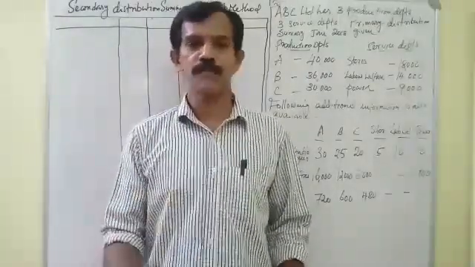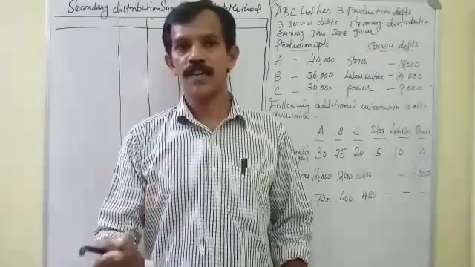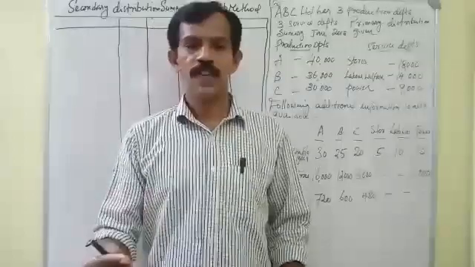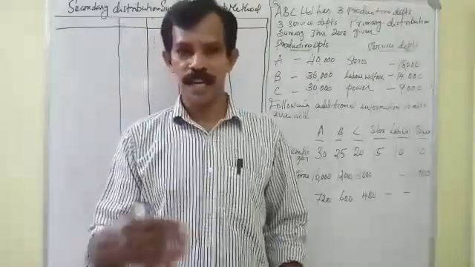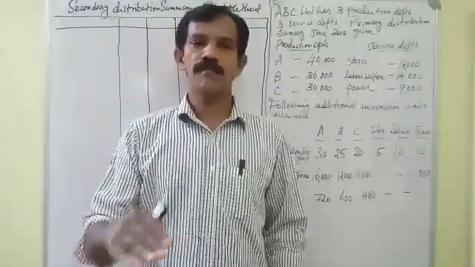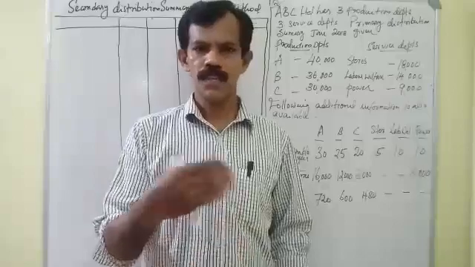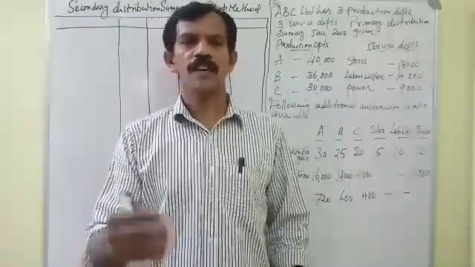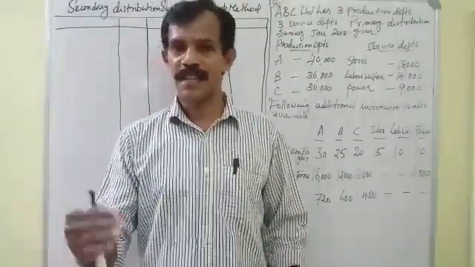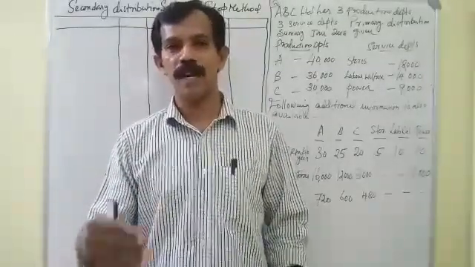In the direct redistribution method, we know our service departments provide services only to production departments. Service provided by one service department to another service department, we ignore it. We don't consider services provided by one service department to another. But when we come to the second method, the step method, we consider the services provided by one service department to another service department, but don't consider the services received back by one service department from another.